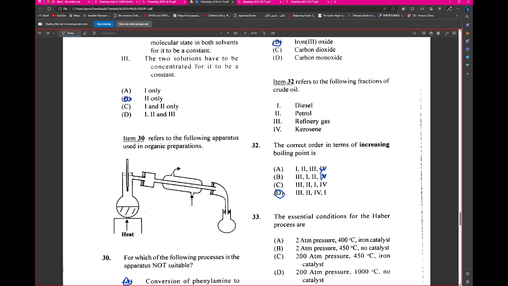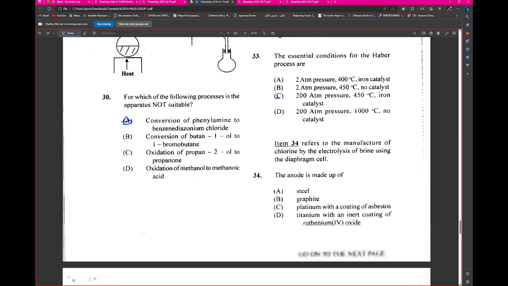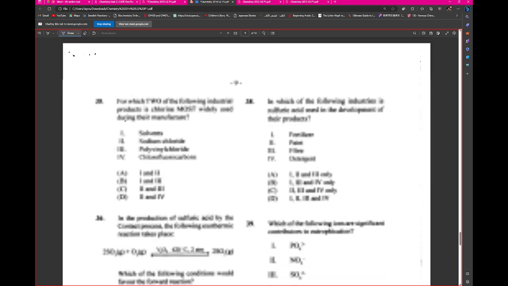There it is. The essential conditions for the Haber process, we know it would be high temperature, high pressure, and an iron catalyst, right? That's the essential conditions for it. But industry doesn't really use the high pressure. It's a bit expensive. 34 refers to the manufacture of chlorine by the electrolysis of brine using a diaphragm cell. The anode is made up of titanium with an inert coating of ruthenium 4 oxide. That's 4, right? Yeah, I think so. Alright, so let's look at this now.